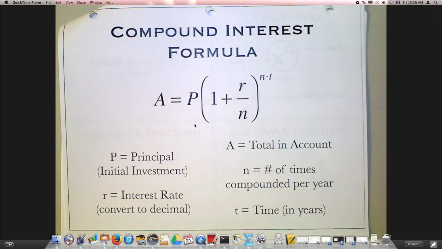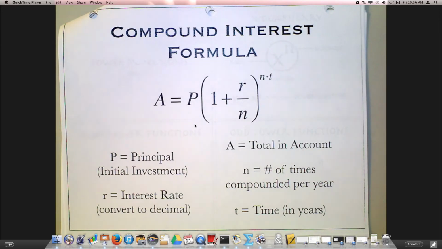N is the number of times per year it's compounded, and we'll talk about those scenarios in just a minute. And then T is the total amount of time you're leaving it in there. Now, the question I got first hour on those two was, aren't N and T the same thing? No. N is like if you're compounding monthly. How often would that be? Okay, so that's how many times in a year? 12, right? So then your N value would be 12, okay? The time is the amount of time that you're leaving it in there. Maybe you're leaving it in there for 5 years. Maybe you're leaving it in there for 10 years. Okay, so N is how many times per year, and T is how many years total.